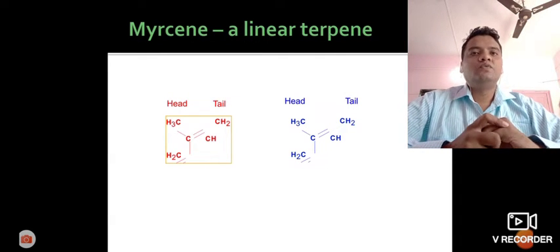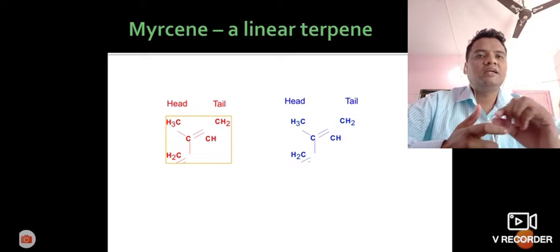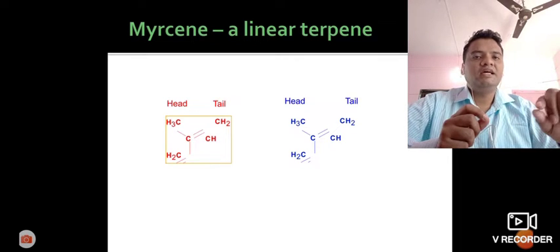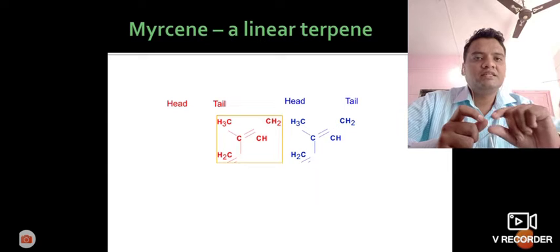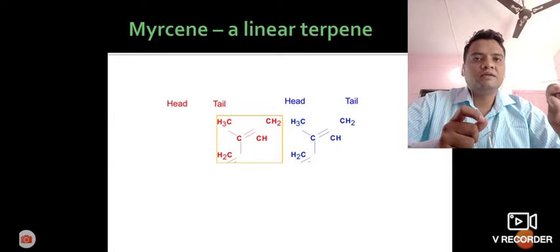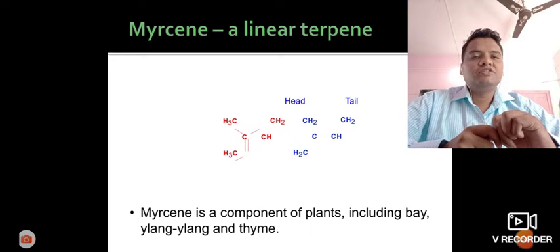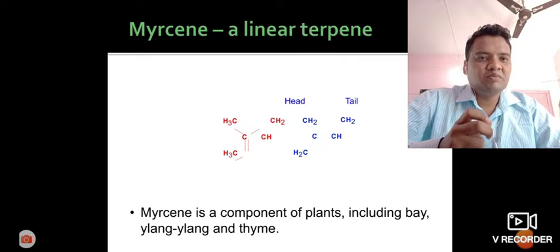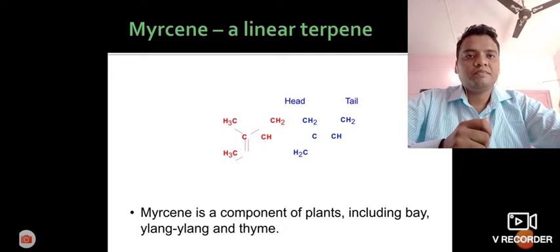This is one example, myrcene, a linear terpene. It is one type of linear terpene which is joined linearly to form myrcene. Here there is a graphical representation of the formation of myrcene. This is the structure of the linear terpene. Myrcene is a compound of the plant, and it can be obtained from plants including bay, ylang ylang and thyme.